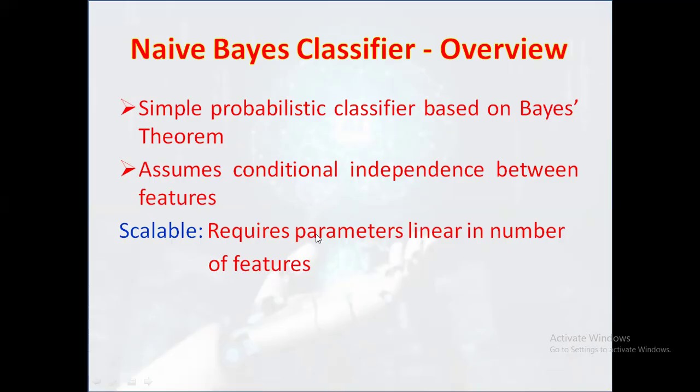One of the strengths of naive Bayes is its scalability. The number of parameters it needs to estimate grows linearly with the number of features, making it ideal for applications involving high dimensional data like text classification.